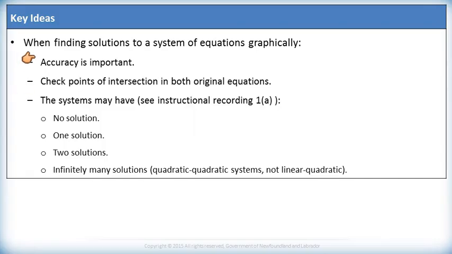In conclusion, when finding solutions to a system of equations graphically, accuracy is important. Check points of intersection in both original equations. The systems may have no solution, one solution, two solutions, or infinitely many solutions. And you may also want to review instructional recording 1C to see a technology solution for graphing.